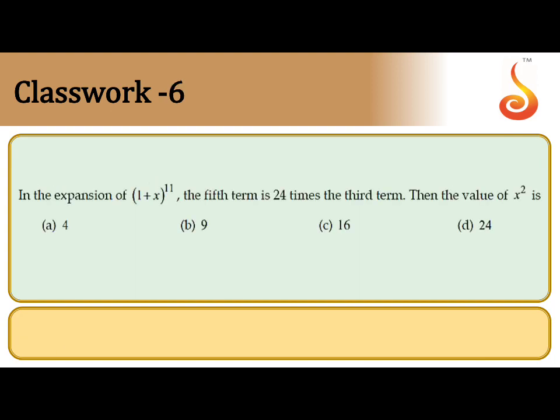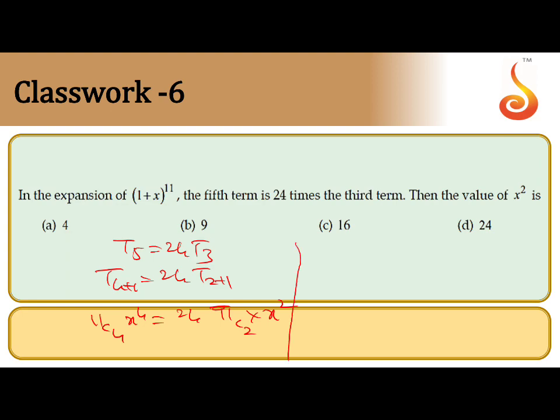So in the expansion of (1 plus x) whole power 11, the fifth term is 24 times the third term. What is the value of x square? So the fifth term T5 equals 24 times T3. That is T(4+1) equals 24 into T(2+1). T(4+1) means 11C4 into x power 4 equals 24 into 11C2 into x square. That is the data here.